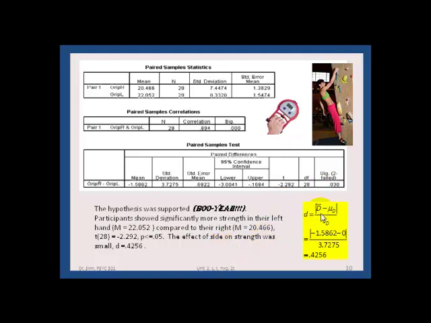So again, that's just the sample difference score divided by SD. So we plug in the average difference score here and divide by SD, this one here, and we get a D of 0.4256. So we say the effect of side, that's our independent variable, which side, on strength was small. D is equal to 0.4256.